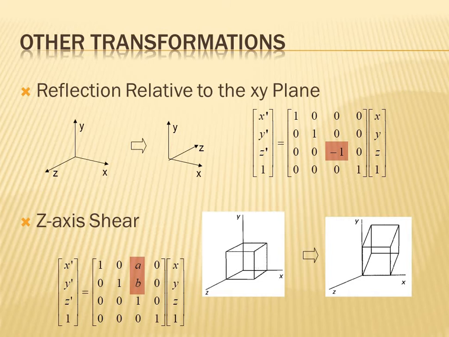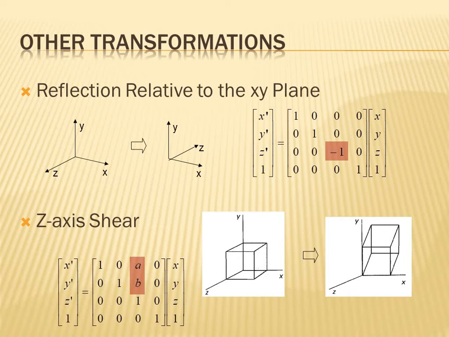Now other transformations are reflection and shearing. With the help of reflection we get the mirror image of any object. So here in the 3D reflection, the reflection is performed with respect to a selected reflection plane. So this is the reflection relative to the xy plane, and this is another transformation operation which is shear, z-axis shear. With the help of shearing we can distort the shape of any object.